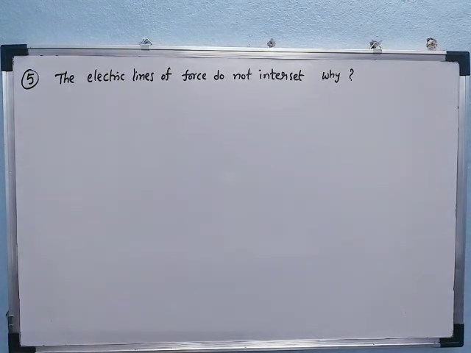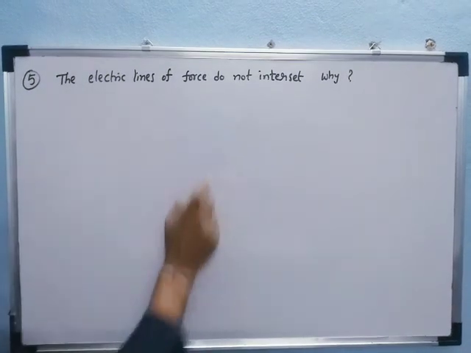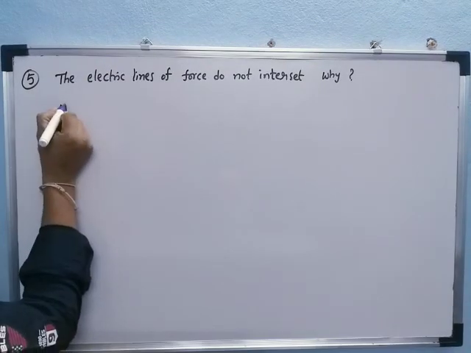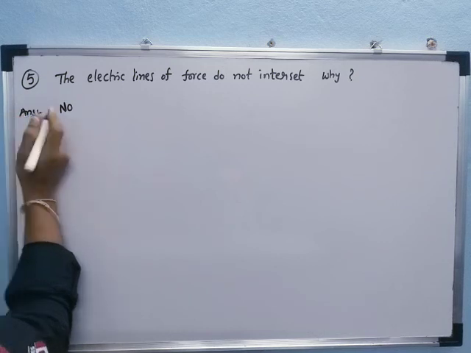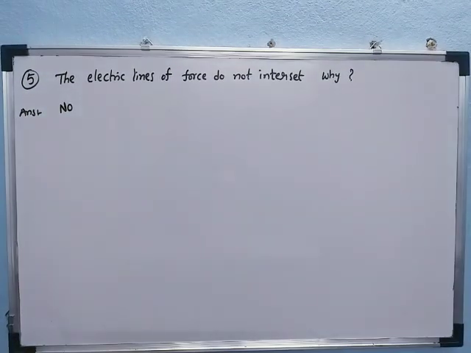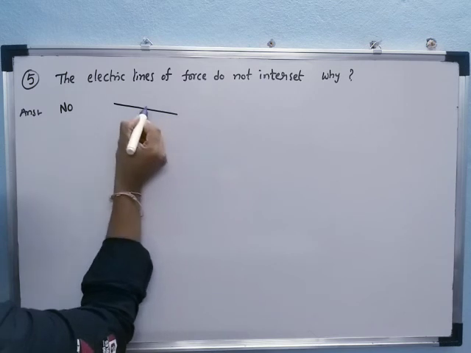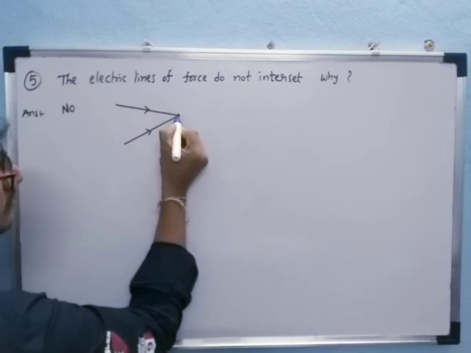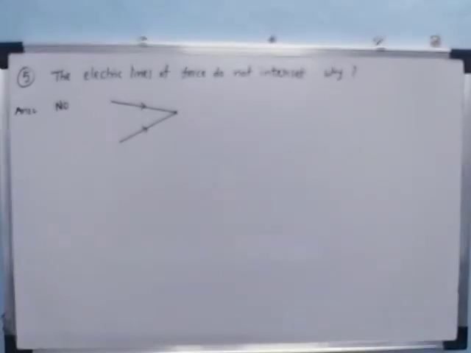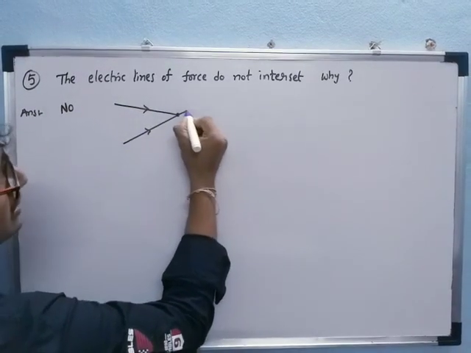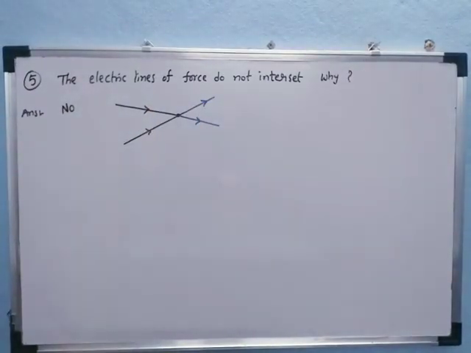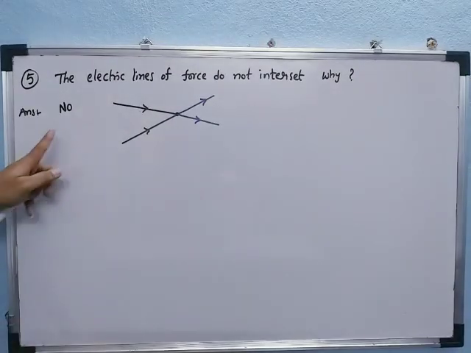See the next question. The electric lines of force do not intersect. Why? See, the answer: no two electric lines intersect. This is the first electric line, and this is another electric line. When they meet at one point, after passing this point they would have to go in two different directions. It is impossible. No two electric lines intersect.